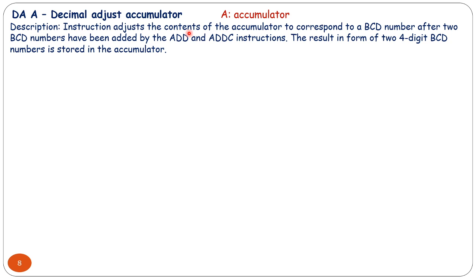Description: this instruction adjusts the content of the accumulator to the corresponding BCD number after two BCD numbers have been added by the ADD or ADC instruction. The result, in the form of two 4-bit BCD numbers, is stored in the accumulator. So this instruction is always executed after ADD or ADD with carry. The mnemonic syntax is DAA, decimal adjust accumulator.